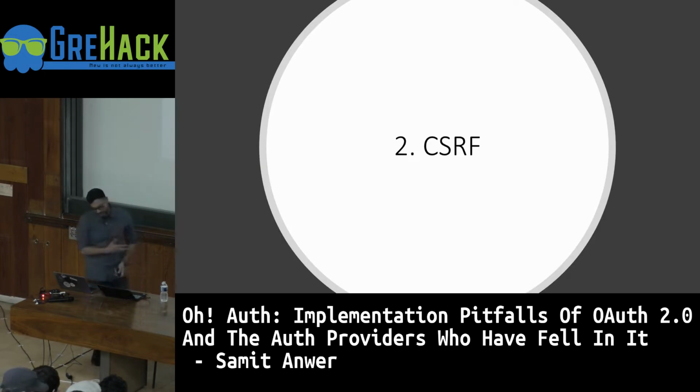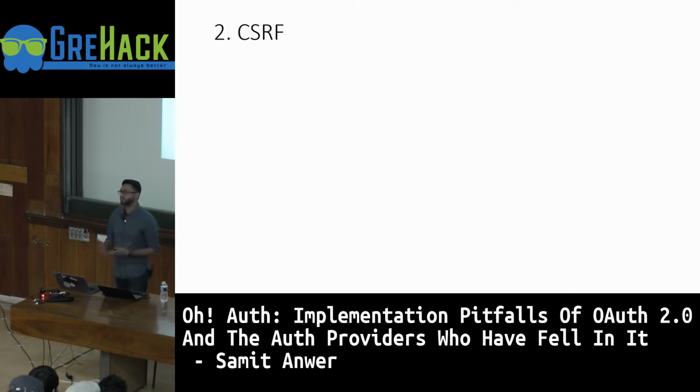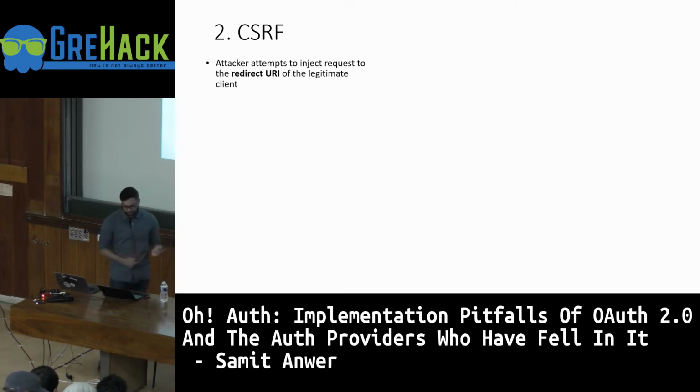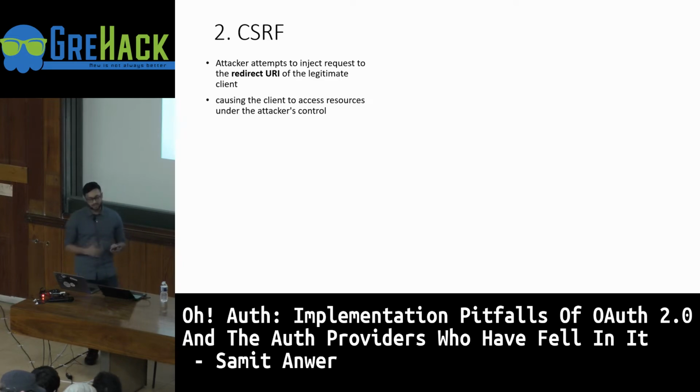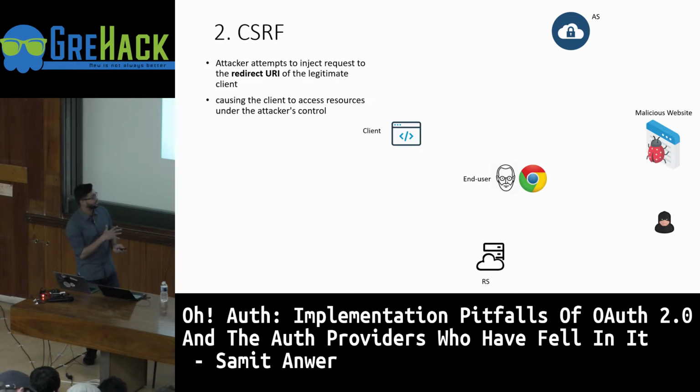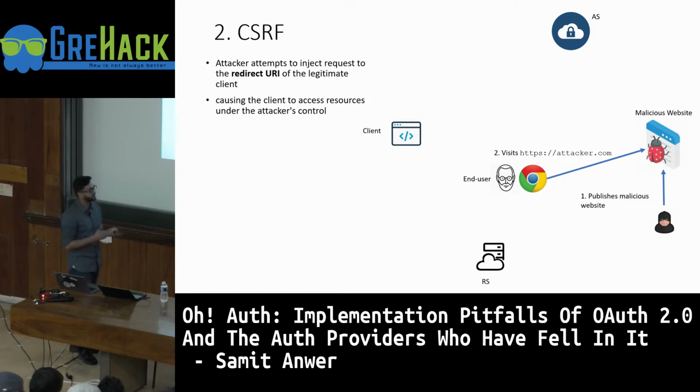Which brings us to the second attack, which is called cross-site request forgery. And you might find it very similar to login CSRF. This attack happens on the client redirect URI. And the attack results in the client believing that it is accessing the legitimate user's resources, wherein in reality it is accessing the attacker's resources. So I've created a pictorial representation of the attack to understand it better. So let's say the attacker publishes a malicious website and the end user visits this website, attacker.com.